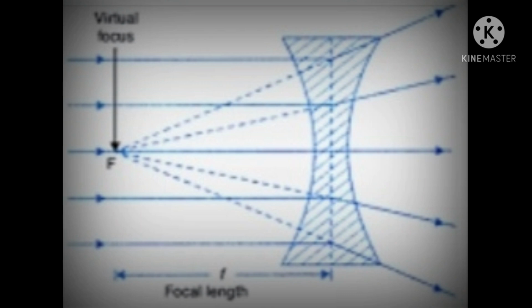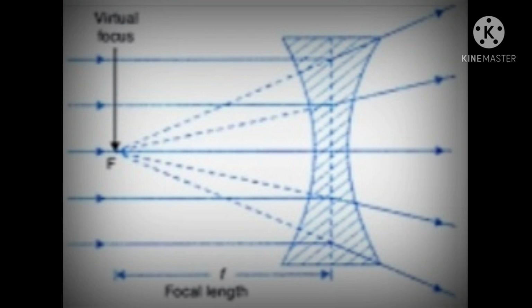A concave lens is a diverging lens. Suppose a beam of parallel rays of light falls on a concave lens. We can see that after passing through the concave lens, the rays of light are diverging, that is, spreading out. The focus of a concave lens is a point from which the parallel rays of light appear to diverge after passing through the concave lens. The distance from the focus up to the center of the concave lens is called the focal length of the concave lens. Thus, a concave lens is a diverging lens.